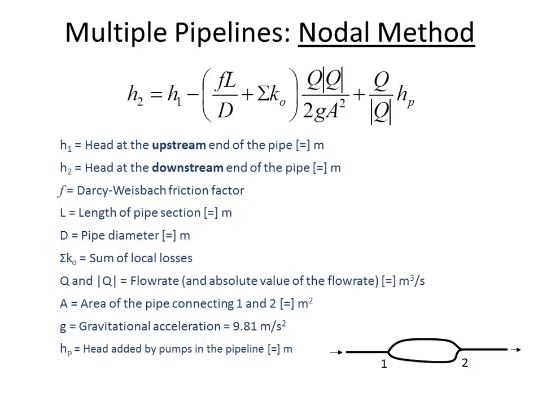Actually, we'll apply it to both, because the head at 2 is going to equal the head at 2 regardless of whether you go to the top or the bottom. So we're going to set this equation equal to itself, one on the left-hand side, one on the right-hand side. That's the problem-solving process we're going to be going through today in this example.